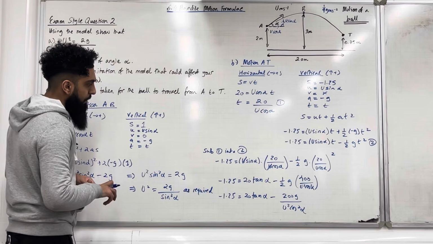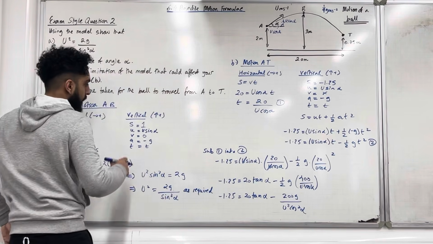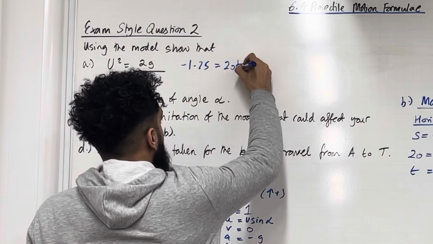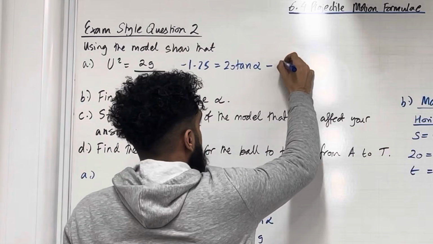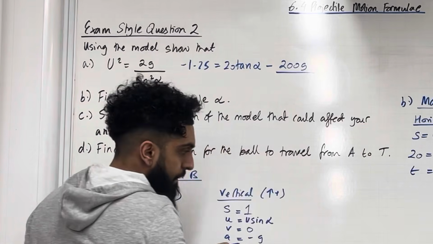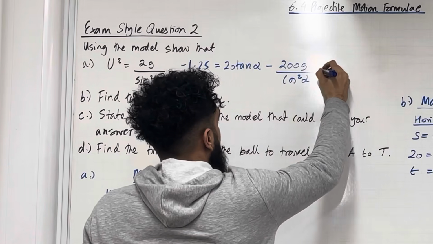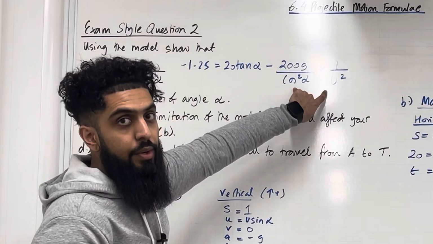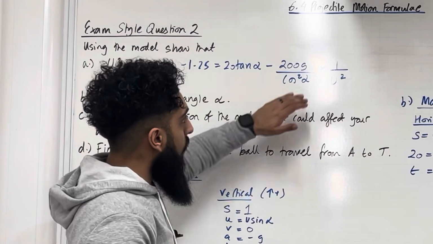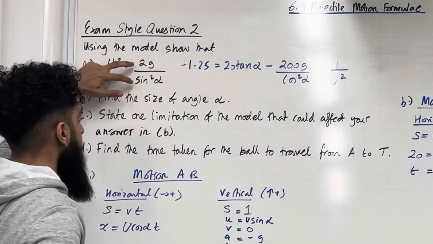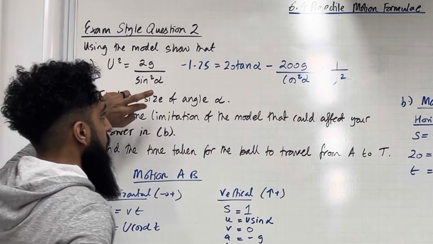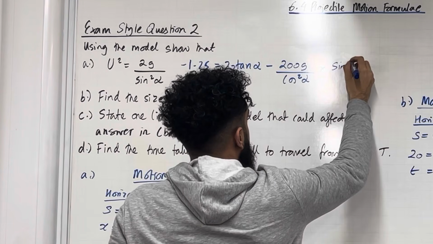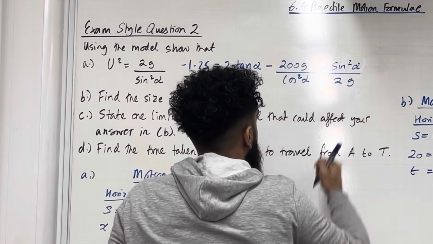Okay, so if we use that result, I'm going to take the calculation over here. We have minus 1.25 equals 20 tan alpha minus 200g over cos squared alpha multiplied by 1 over u squared. So I can split this fraction into a product of two fractions. Okay, so what will the 1 over u squared be? It will just be the reciprocal of this. So it will be sine squared alpha over 2g. So that there is just sine squared alpha over 2g.